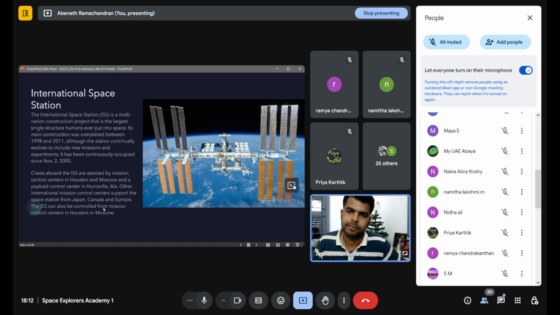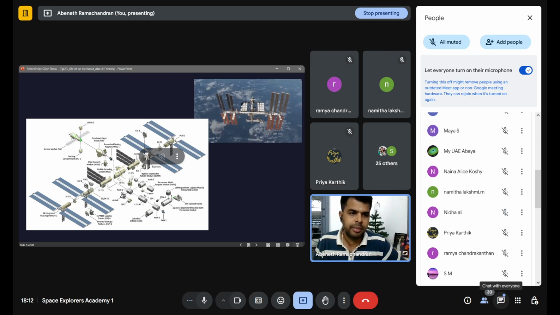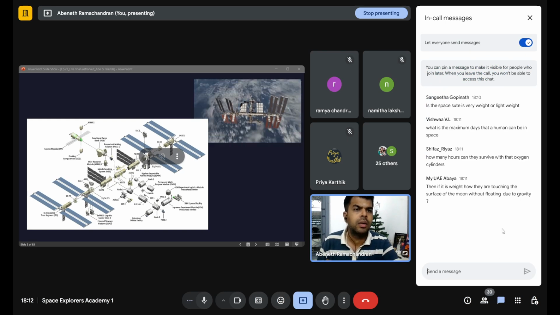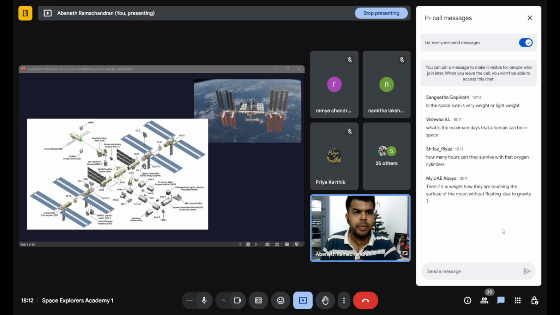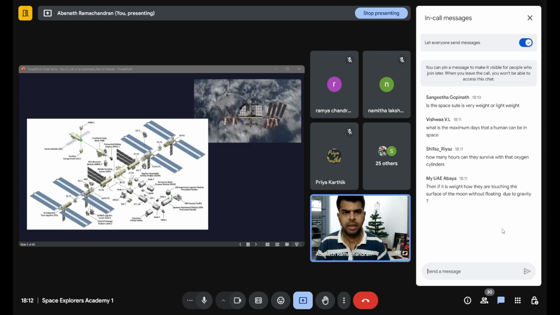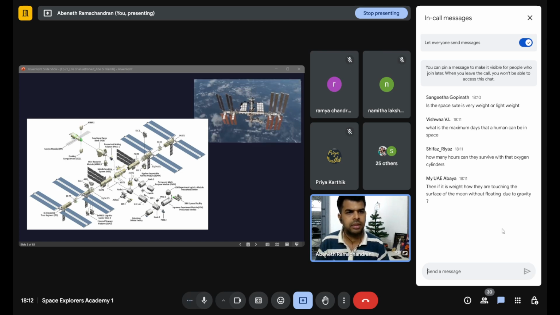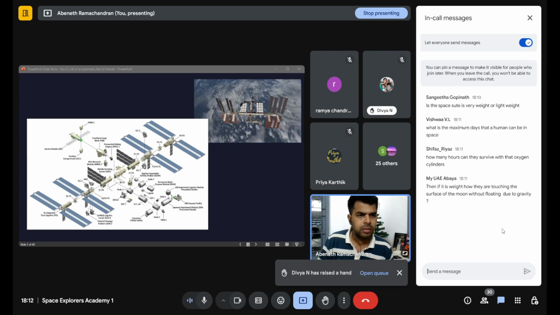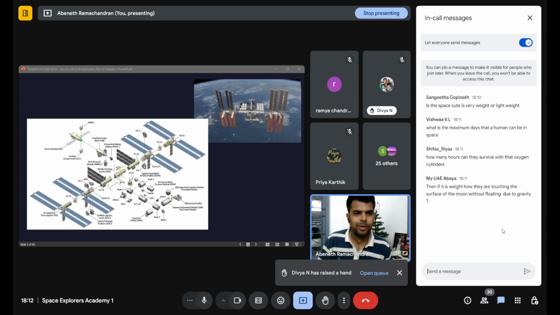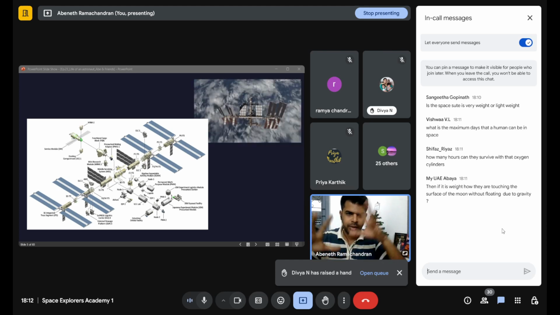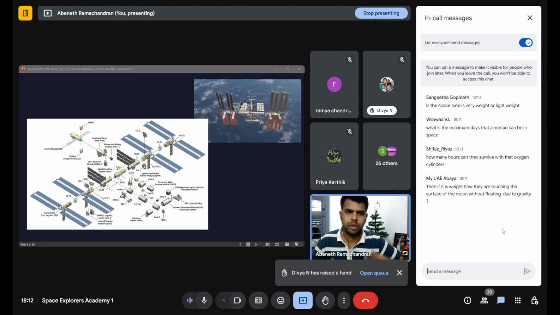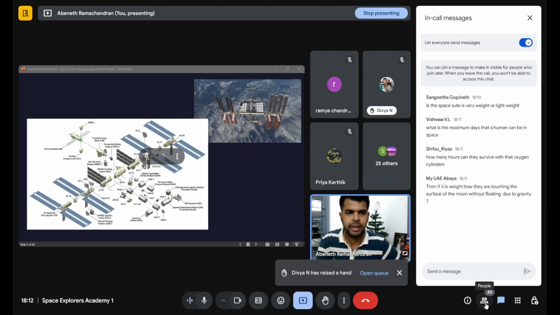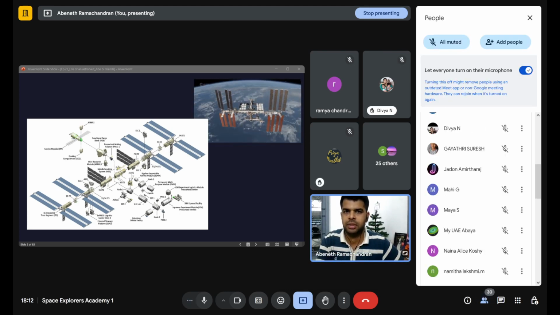Okay. This is a typical International Space Station's look from the outside. What is the maximum number of days that a human can be in space? I'll tell you about it in the coming slides. How many hours can they survive with an oxygen cylinder? I'll tell you about that in the coming slides. Then, how have they been touching the surface of the moon without floating due to gravity? Okay, I'll answer all your questions little by little, because once I explain the whole thing, you will know almost all the answers. Good, keep sending questions, and I'll read them from time to time and answer them over the course of the presentation.